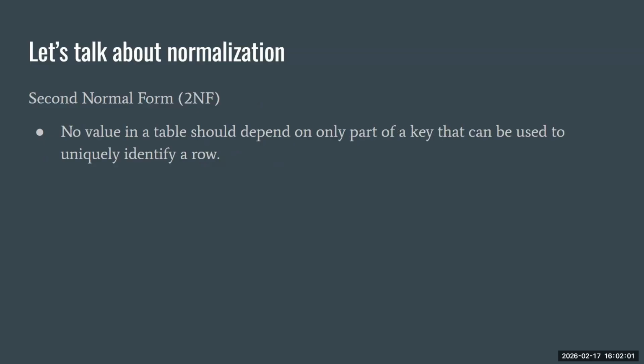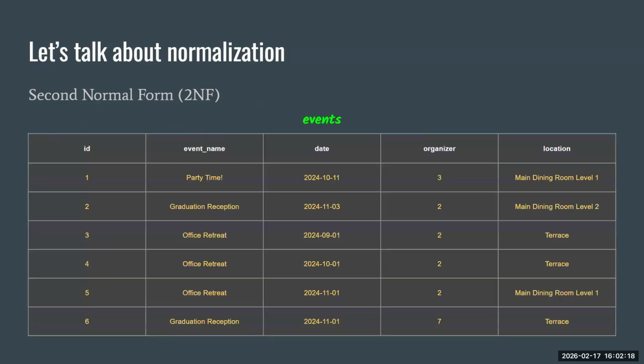No value in a table should depend on only part of a key that can be used to immediately identify a row. Gosh, what does that mean? Well, to demonstrate second normal form, we'll dream up a scenario where we have to keep track of event locations too. Say our restaurant has multiple locations that events can occur. And so that might look something like this.